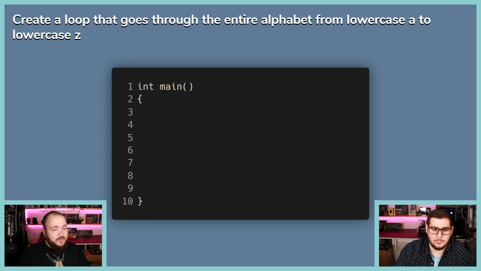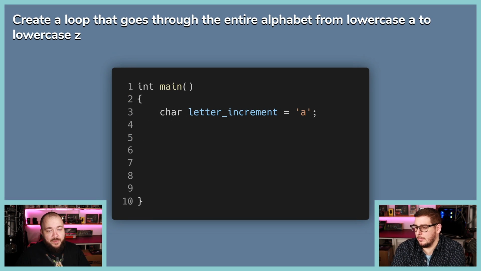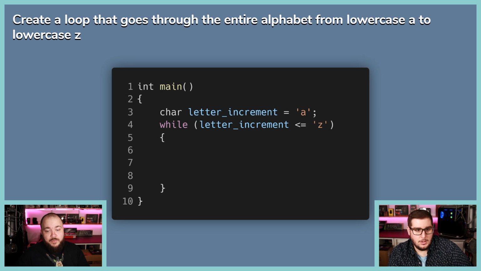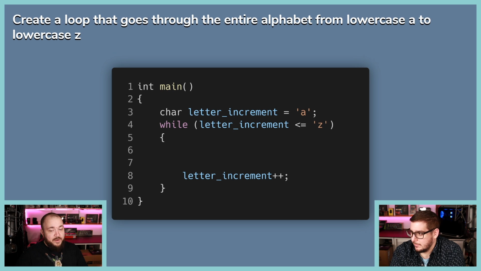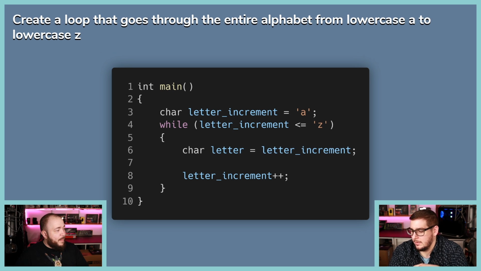Yep. So I had in main, we called it letter increment. I said while the letter increment is less than or equal to z, I incremented the letter, and then I just stored it just so I would have. I put the breakpoint on 8, and then I saw letter in the loop always increase. Yeah, that was it. Cool.